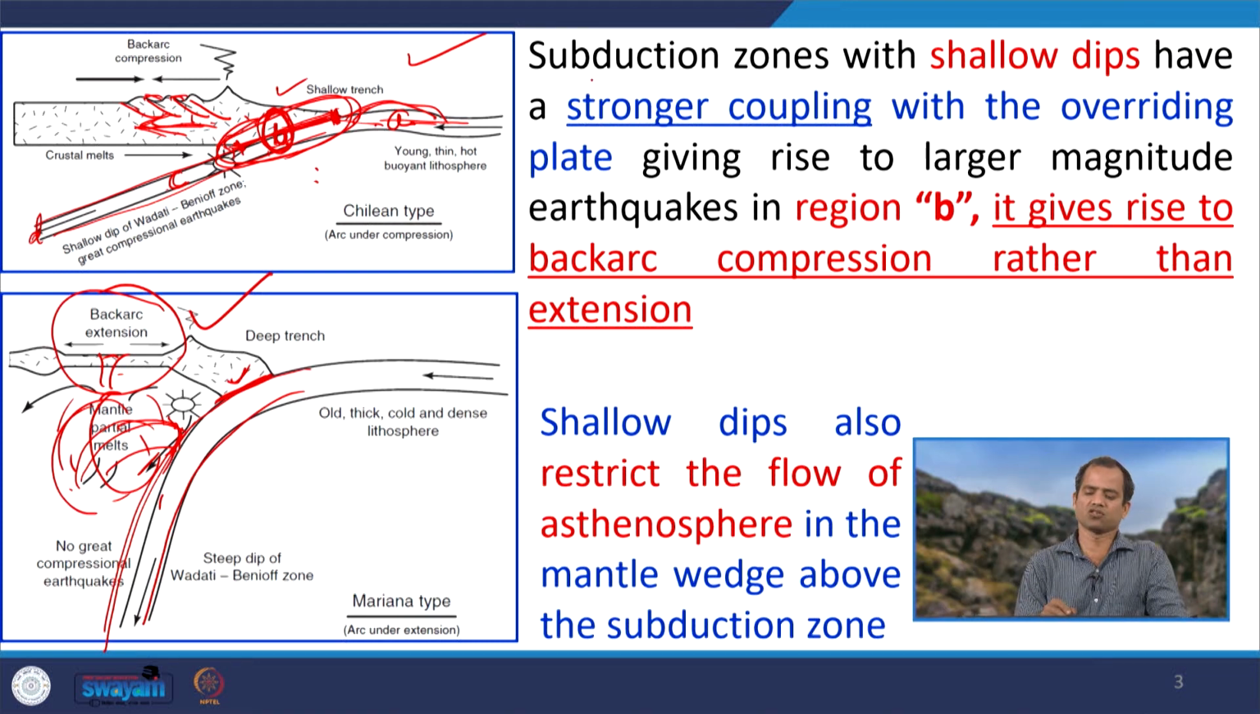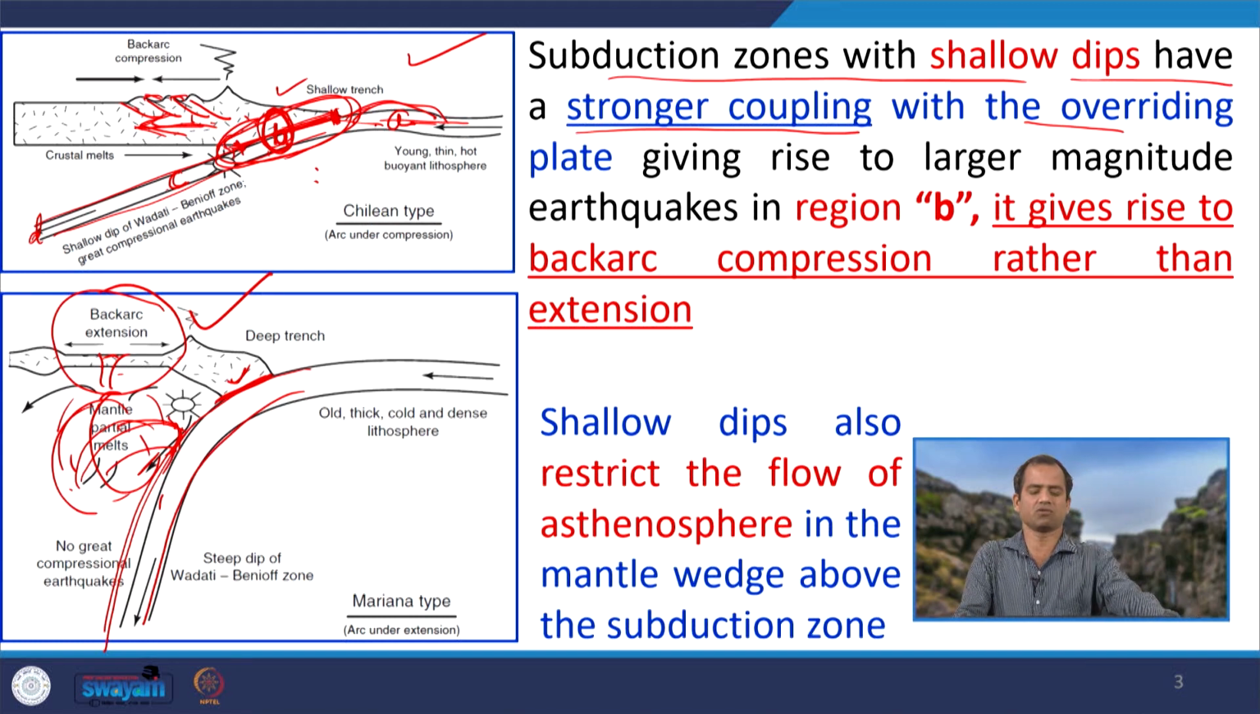So, that is why a subduction zone with a shallow dip has a stronger coupling with the overriding plate, giving rise to large magnitude earthquakes in region B, and it gives rise to backward compression rather than extension. So, we are getting a compressional system rather than an extensional system.